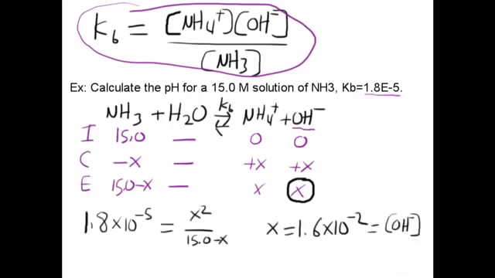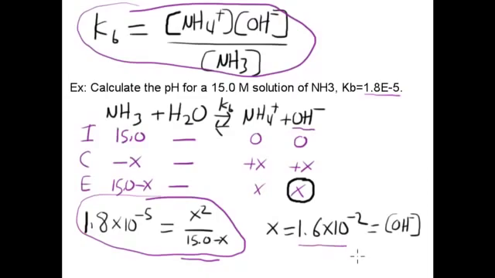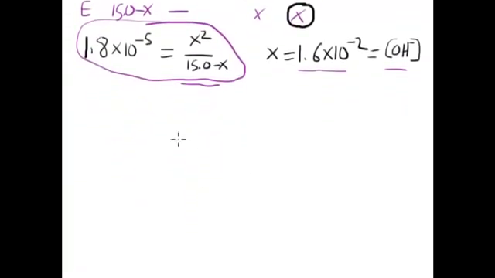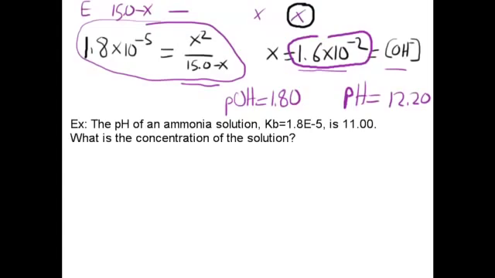So here is your equation that you need to solve. On your calculator you can graph y equals 1.8 times 10 to the negative fifth and y equals x squared over 15 minus x. The intersection should be at 1.6 times 10 to the negative second. That's equal to the hydroxide ion concentration. So then you can solve one of the two ways we did earlier, and you'll find that the pH is equal to 12.2.